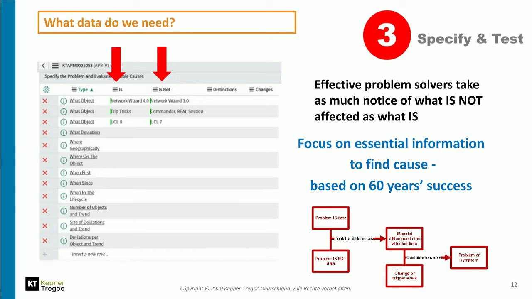Just think about how often in your work life you have intuitively assessed this type of information without consciously making it visible and putting it in a certain structure. That's what we do here. Experience and data have shown us that effective problem solvers take as much notice of what is not affected as of what is actually affected.